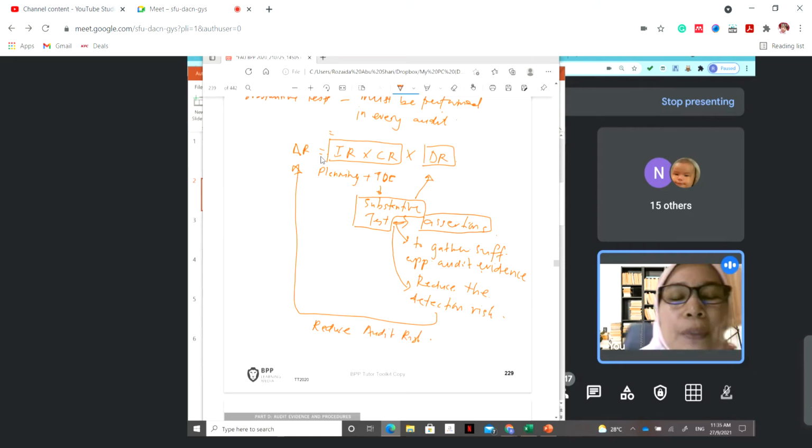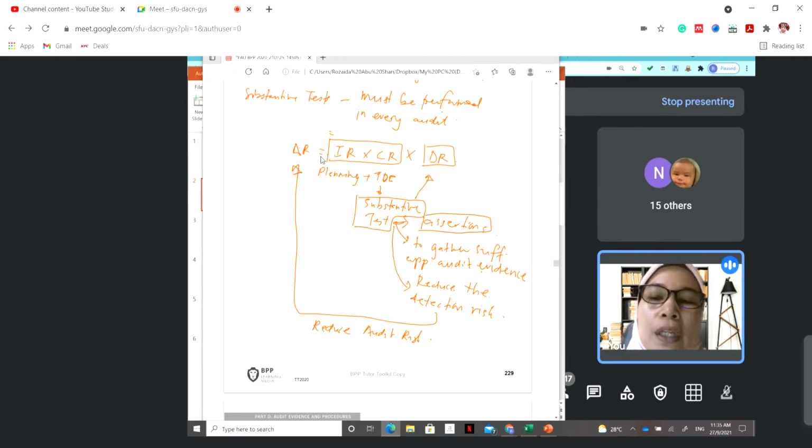Okay, sebab itu kita mesti set a low level of audit risk. So how you are going to set a low level of audit risk? Okay, you must lower the detection risk. So when you lower the detection risk, you have to perform more substantive tests. Or when you not rely on the test of control procedure, you directly perform the substantive test. Okay, boleh? Boleh tak?